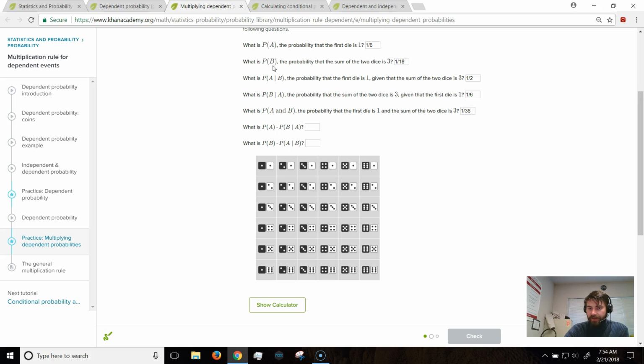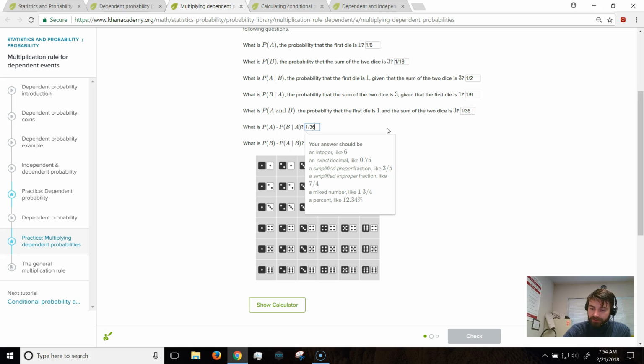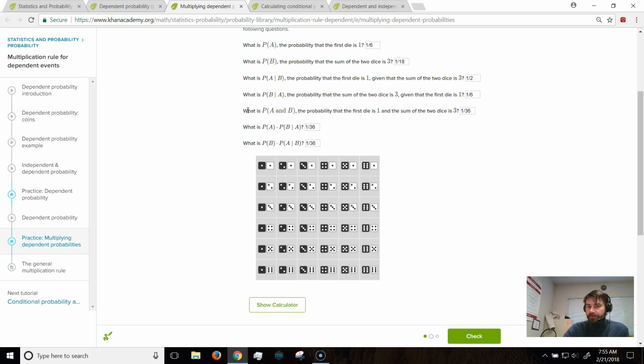And to get that, you could either multiply B times A given B, or A times B given A. So that's that formula that I was talking about earlier. Here's B given A, and here's A given B. If you multiply these, you get 1 over 36. And this one should also match. This should also be 1 out of 36. So if we do our math correctly, these last three should always be the same. A and B is the same as A times B given A, and B times A given B. So I think that's all the ones for this one.